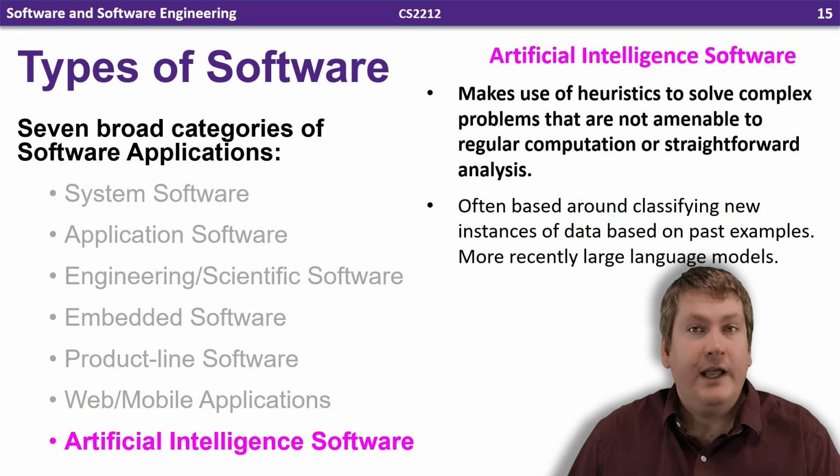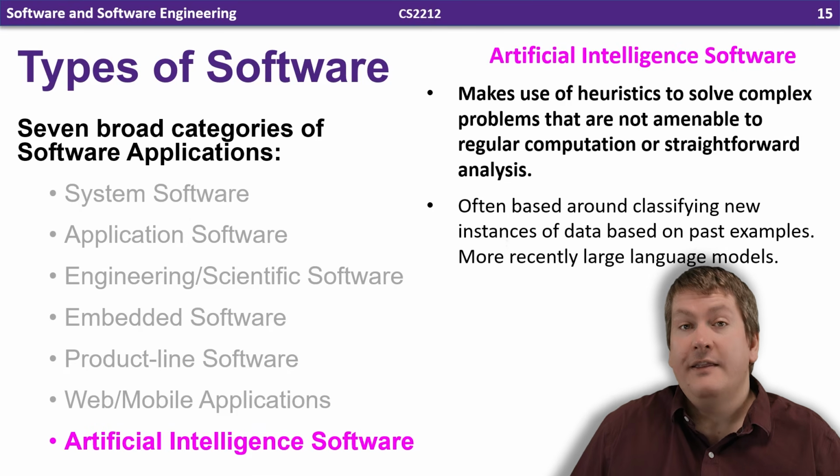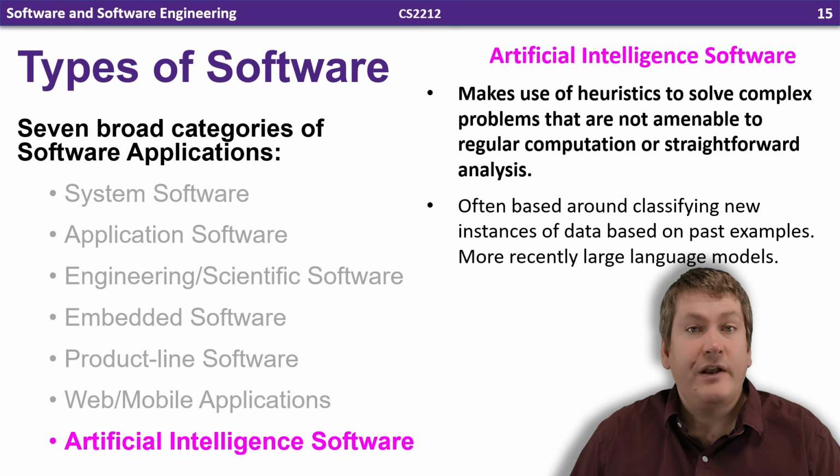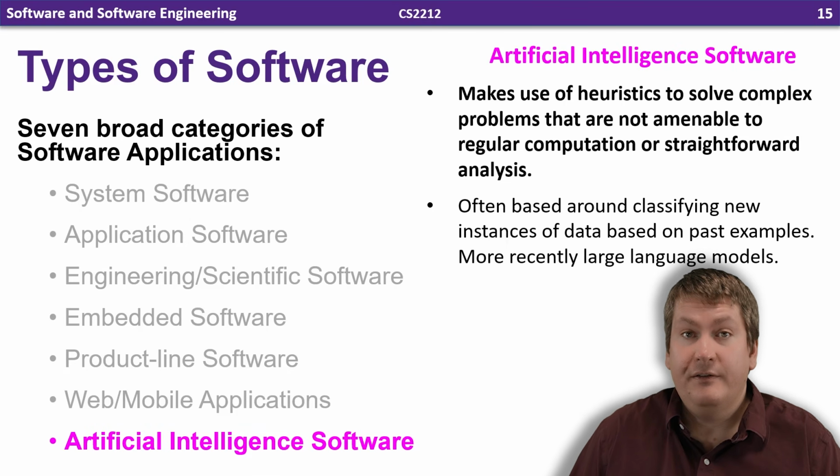The last category we'll look at is artificial intelligence software. This is a rapidly changing area, but a common trait of these applications are making use of heuristics to solve complex problems that we typically could not solve using straightforward computational solutions.